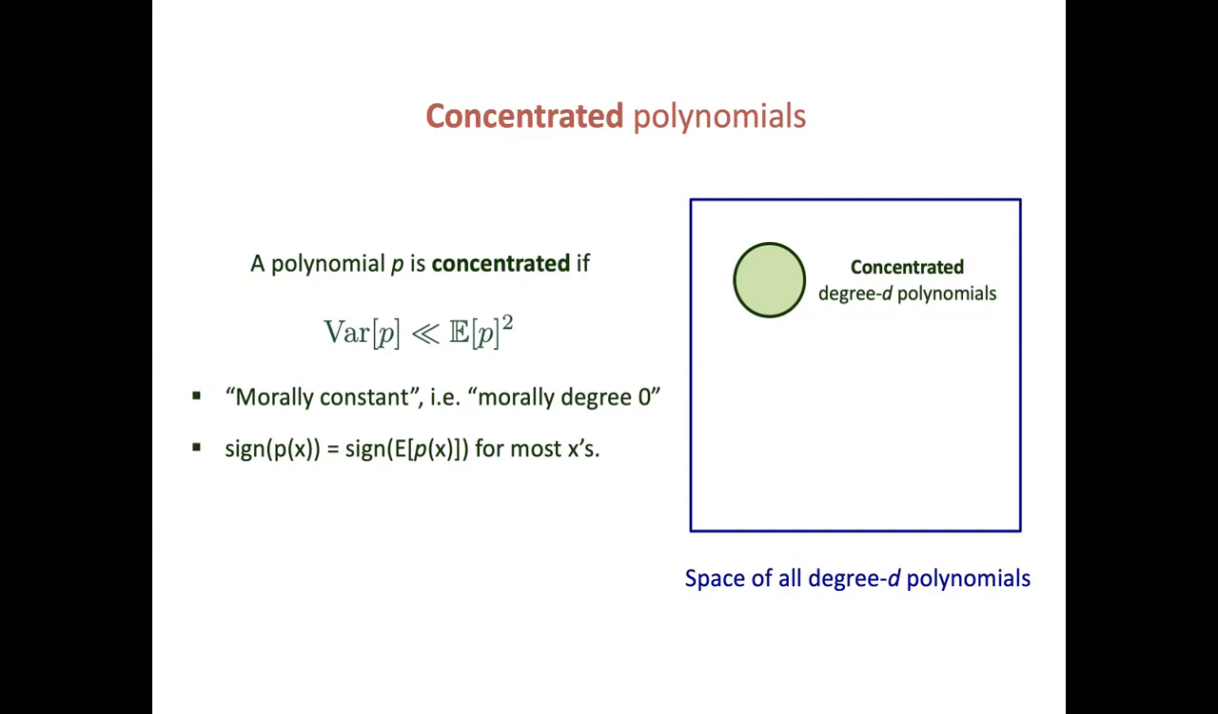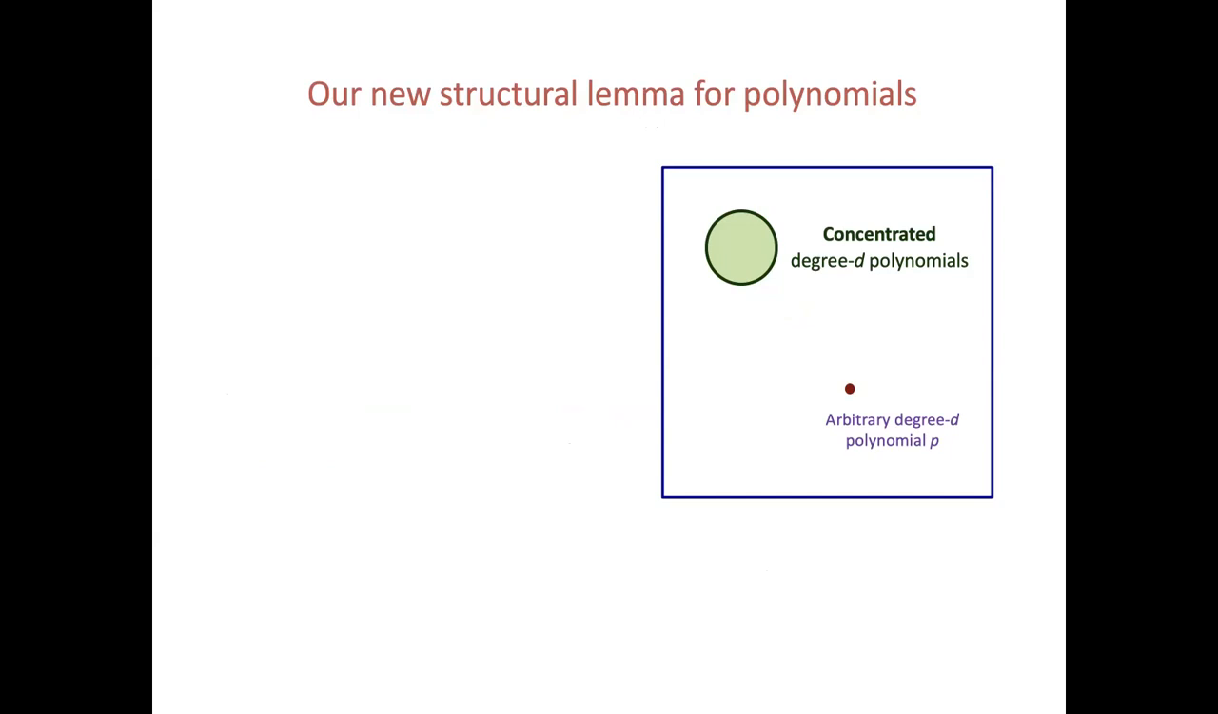Of course, not all polynomials are concentrated. And our lemma concerns the relationship between a non-concentrated degree D polynomial and a concentrated degree D polynomial. So here's our new structural lemma. Consider any degree D polynomial P, denoted here by the red dot, which may not be concentrated. And in this case, it is not concentrated. Our lemma says that if P is hit by a mild random restriction, P becomes concentrated with high probability. So that's our lemma in pictures.